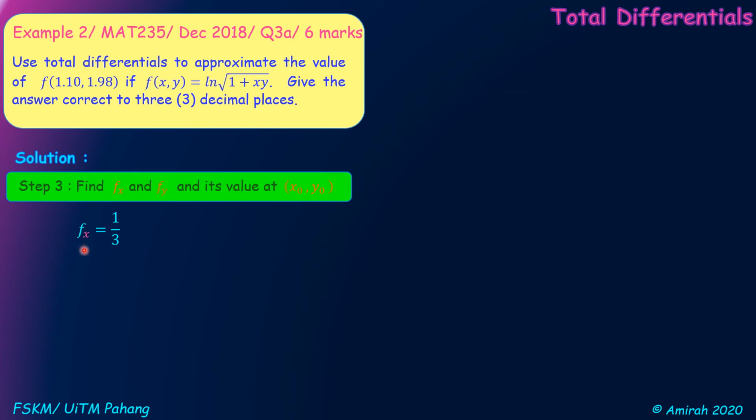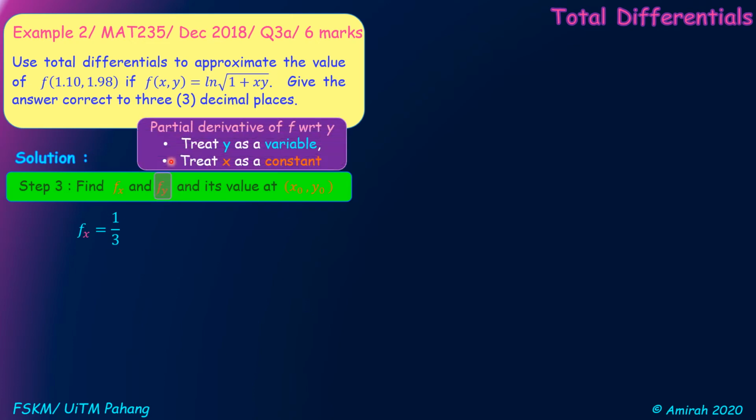From the previous slide, we get fx equals 1 over 3 at x naught, y naught. Now we need to find fy at x naught, y naught. Fy means partial derivative of f with respect to y. We treat y as a variable and we treat x as a constant. To find fy, we differentiate f equals ln square root of 1 plus xy.